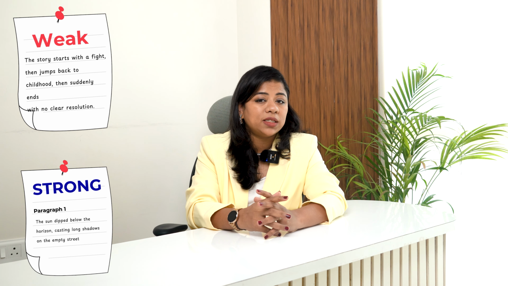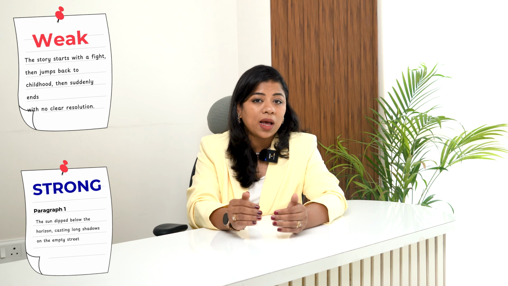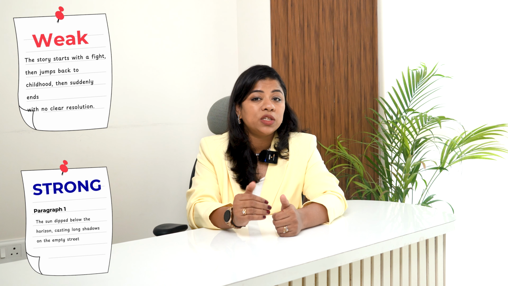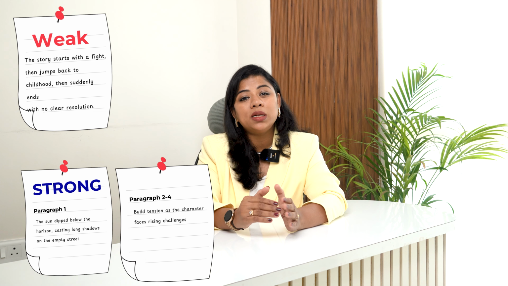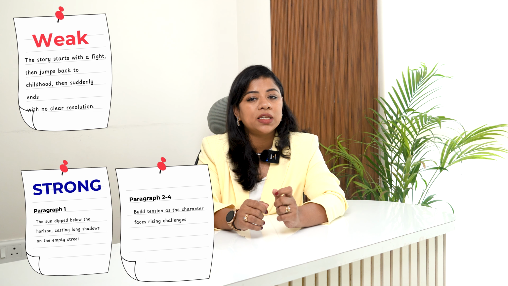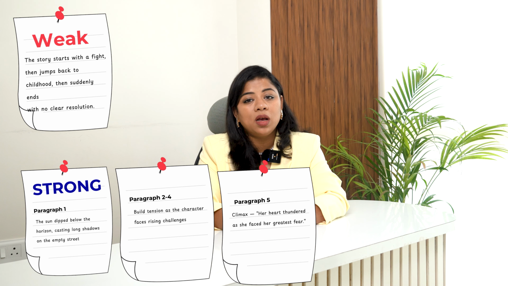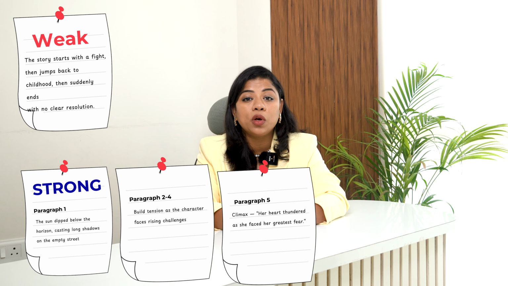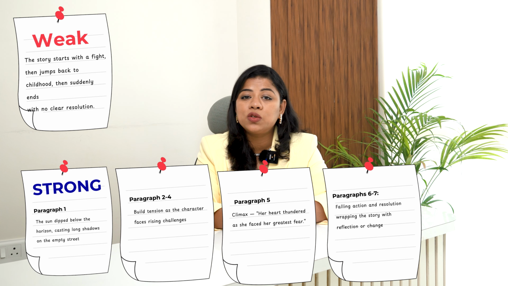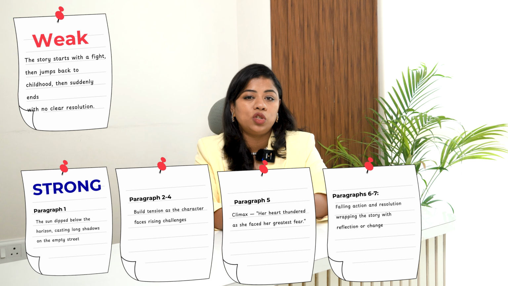Strong narrative structure, let's understand. Paragraph 1: The sun dipped below the horizon, casting long shadows on the empty streets. Exposition. Paragraphs 2 to 4 build tension as the character faces rising challenges. Paragraph 5, climax: Her heart thundered as she faced her greatest fear. Paragraphs 6 to 7, falling action and resolution, wrapping the story with reflection or change.